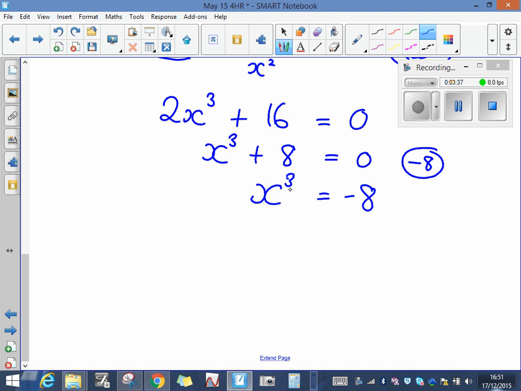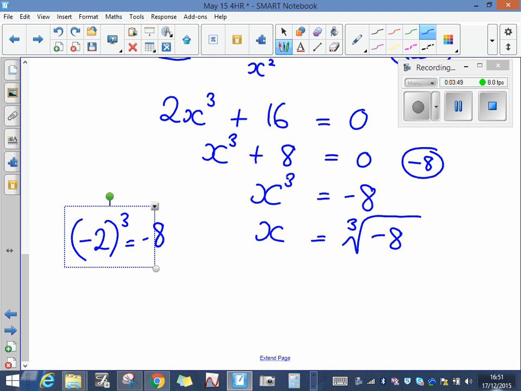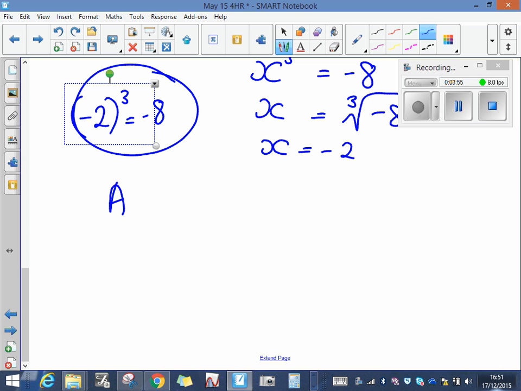And we now need to think, what number do we cube to get minus 8? Or if you like, x is the cube root of minus 8. So what number cubed gives you minus 8? And the answer is minus 2. Minus 2 cubed is the same as minus 8. So x is equal to minus 2. So that means at P, the x coordinate, which we are looking for, is minus 2. Our job now is to find the y coordinate.